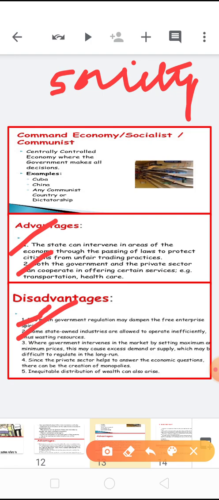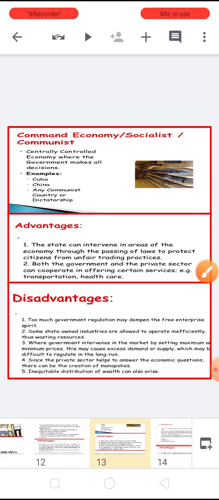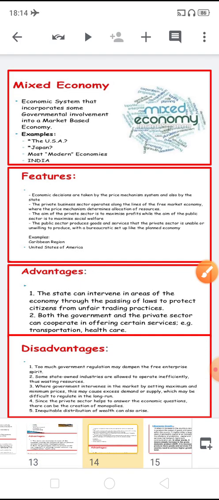Since the private sector does not help to answer the economic questions, there can be the creation of monopolies. When the government intervenes in the market by setting maximum or minimum prices, this may cause excess demand or supply, which may be difficult to regulate in the long run. The unequal distribution of wealth can also arise in this kind of socialist economy. So this is basically the socialist economy.